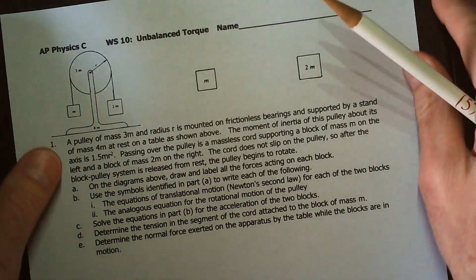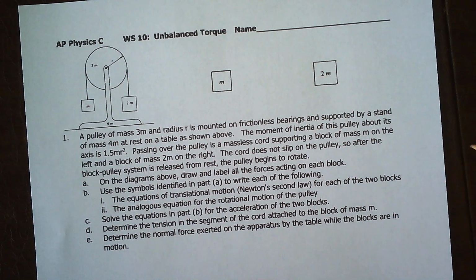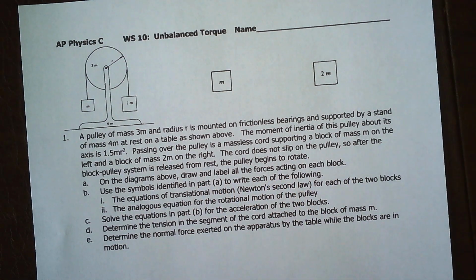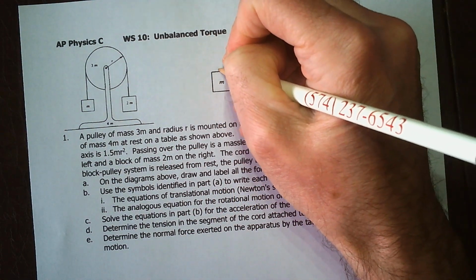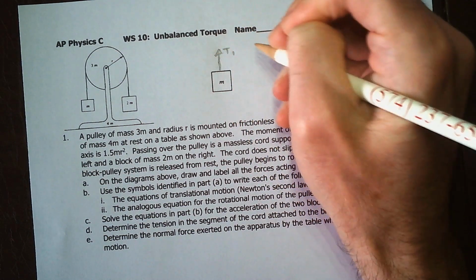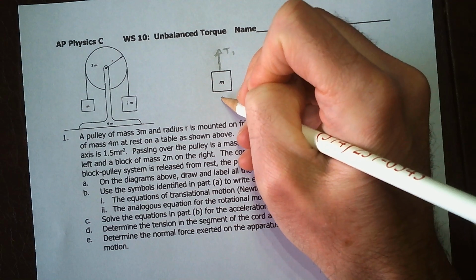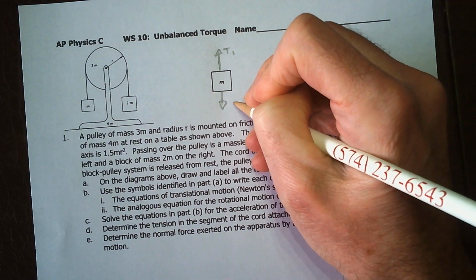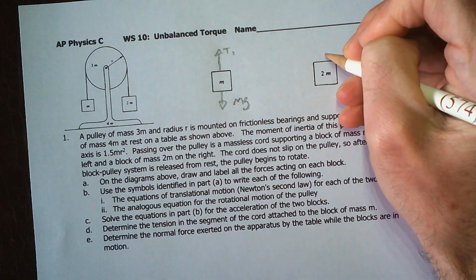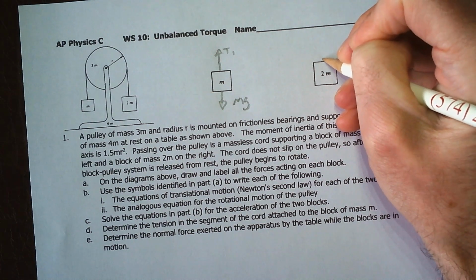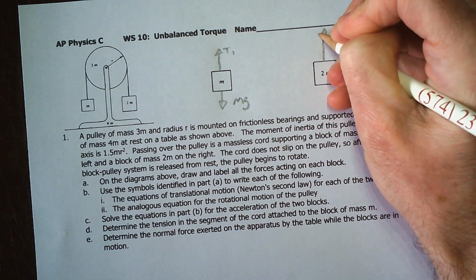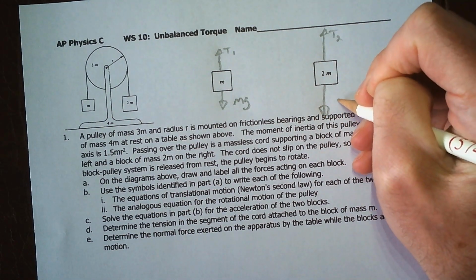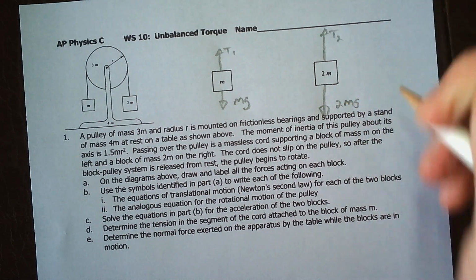Okay, these are actual AP problems here. For this one, there's going to be a tension 1, and a weight force down this way that's smaller than that, so that'll be mg. And this will have a tension 2, and this will have a weight force down that's bigger than that one, so the 2 mg.